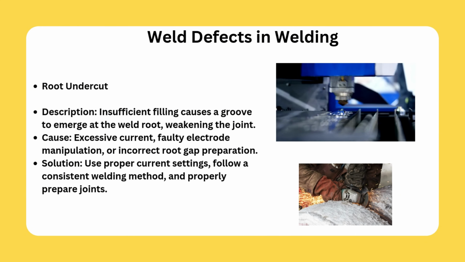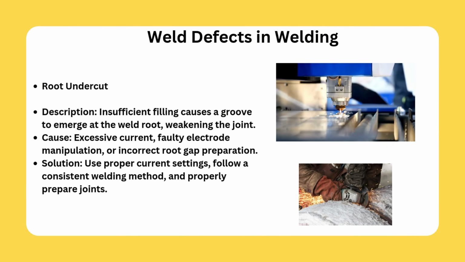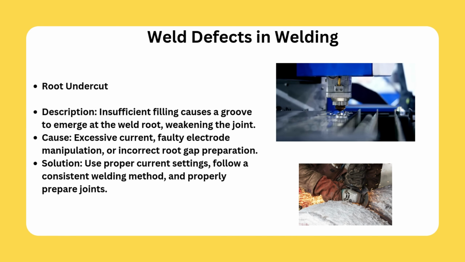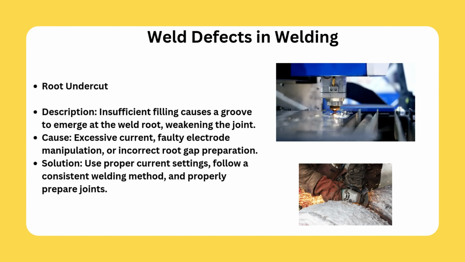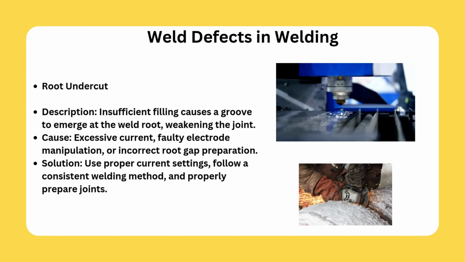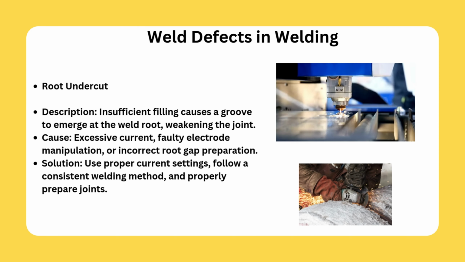Root undercut. Description: insufficient filling causes a groove to emerge at the weld root, weakening the joint. Cause: excessive current, faulty electrode manipulation, or incorrect root gap preparation. Solution: use proper current settings, follow a consistent welding method, and properly prepare joints.